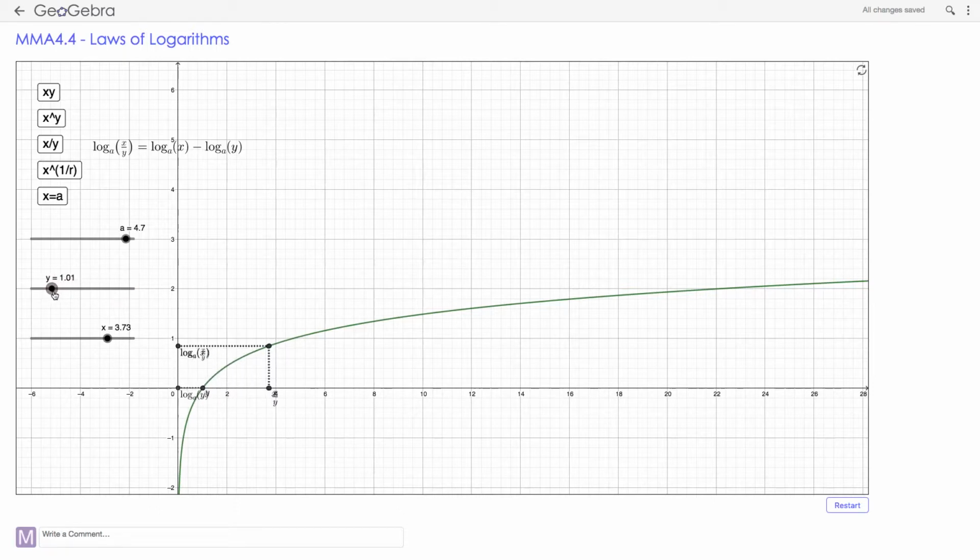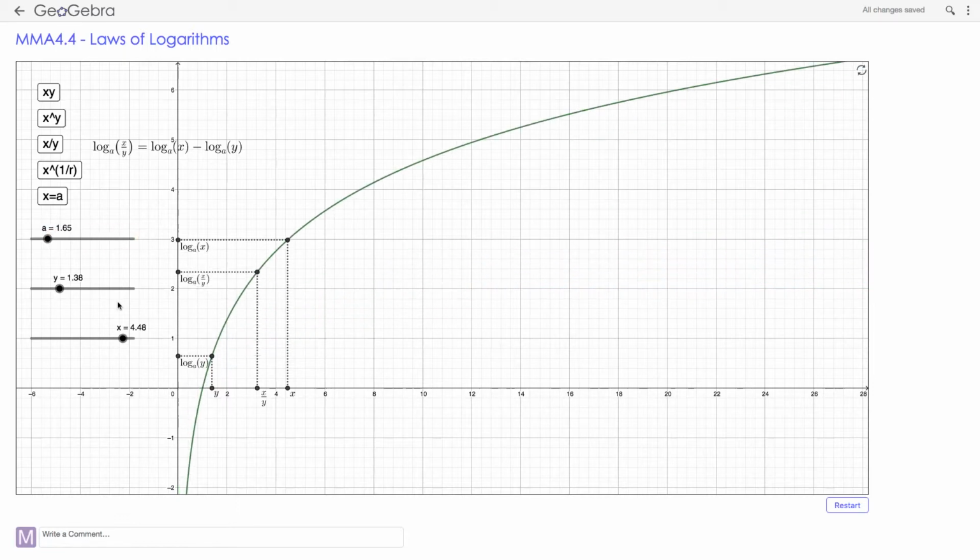So let me choose some values here. Maybe it's a smaller a. So what is going on here? Well, here we have some y, here we have some x, and then we find log a of y and log a of x as these two numbers. And then the claim is that you can find this value, the value of log a of x over y, by just taking this number and subtracting this number. And I hope you can see that this is the case.